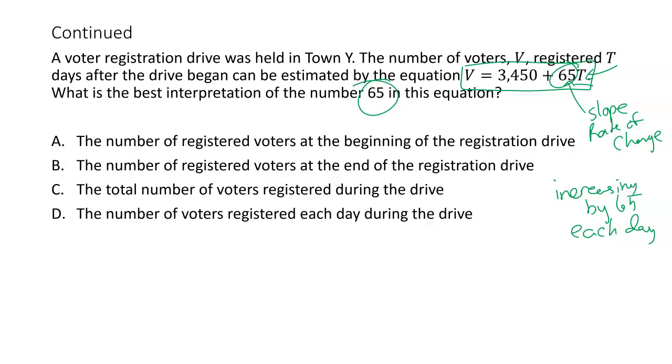Is that telling me 65 a day? No. The number of registered voters at the end. Is that telling me 65 a day? No. The total number of voters registered during the drive. Is that telling me 65 per day? No. The number of voters registered each day. Is that telling me per day? Yeah, there it is. Okay, so 65 per day. Figure out which one matches.